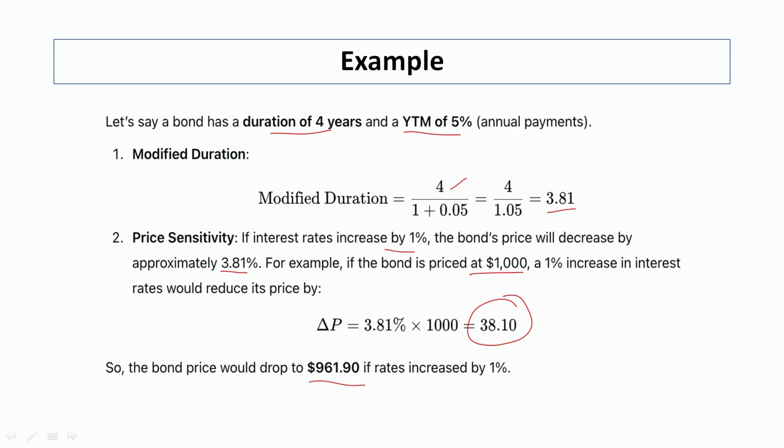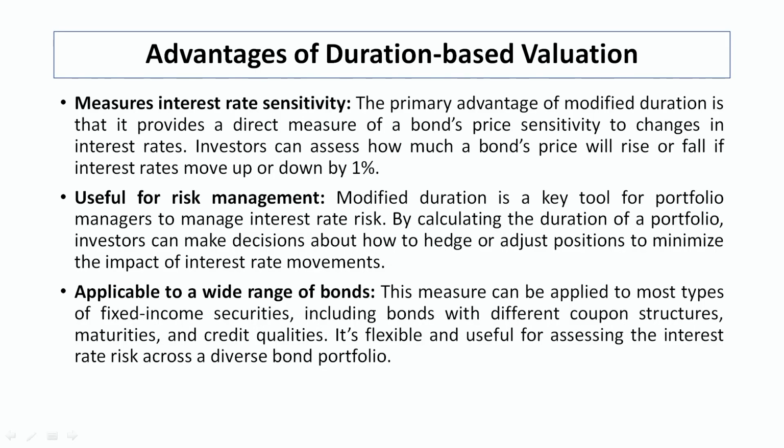So, this way an individual investor can calculate what is the effect of interest rate risk on the bond prices. What are the advantages of duration based valuation? First, it measures interest rate sensitivity. We are basically focusing with the help of this method that interest rate risk is a major issue for any sort of bond investor. So, if this particular sensitivity is there, we can calculate it and we can measure how much impact that 1% increase or 1% decrease in interest rate will have on the price.